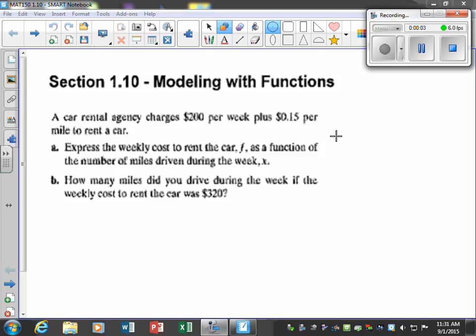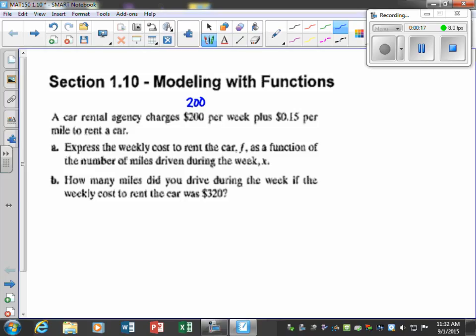In section 110, we're going to be dealing with modeling functions, so we're going to just have application problems. And the print on this is poor, so we'll do the best we can to make the best use of it. I will try to give you these values. $200 per week plus 15 cents per mile to rent a car.